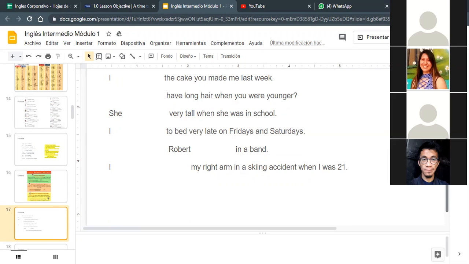She used to be very tall when she was in school. Nice, perfect. The next one, how's it gonna be? I used to go to bed very late on Fridays and Saturdays. What about the next one? Robert used to be in a band. And the last one.